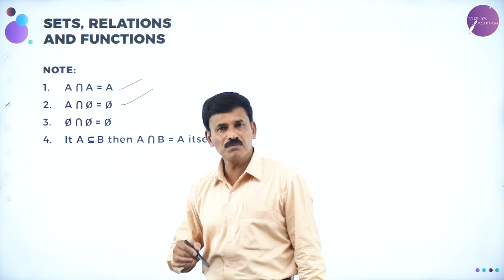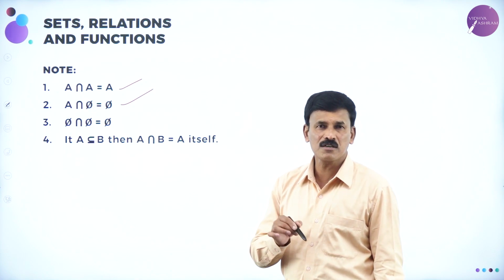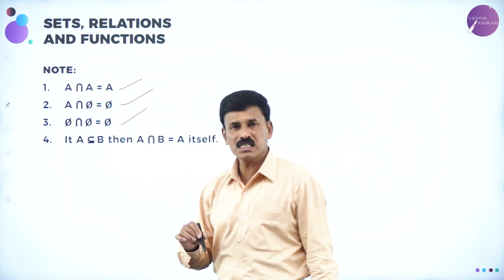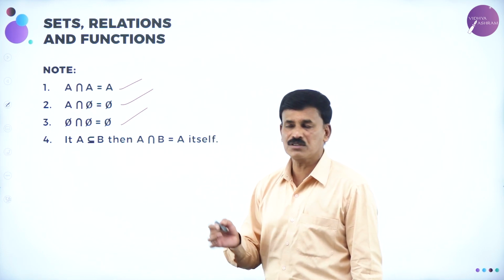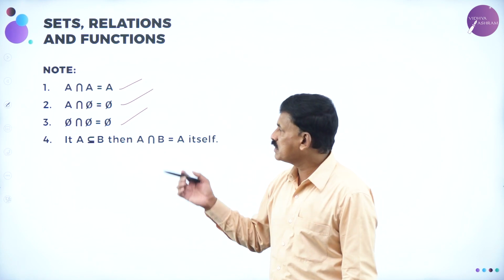The intersection of a set and a null set is a null set. Null set means empty set, no elements are there. So the intersection of a set and a null set is always equal to a null set. And similarly, the intersection of a null set and a null set is again a null set, no element is present. So the intersection of no element is nothing but no element, that is the null set.